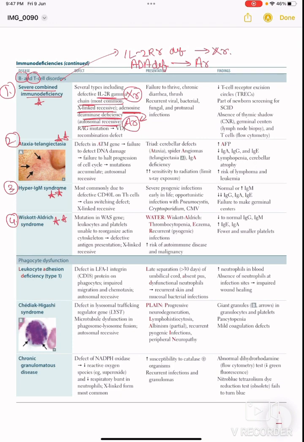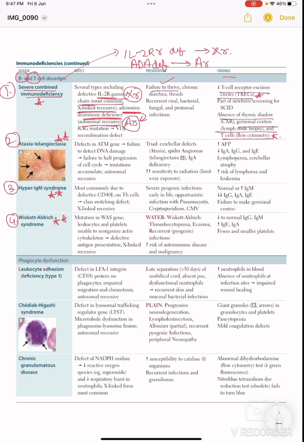Important point. What will be the presentation? Various types of infection will be there and failure to thrive. And what will be the finding? Decrease in TREC. What is TREC? T cell receptor excision circle is a marker that there is a complete immunodeficiency in the body. Okay. Absent thymic shadow will also be present. Germinal centers in lymph node biopsy will be absent. In T cell flow cytometry, everything will be absent.